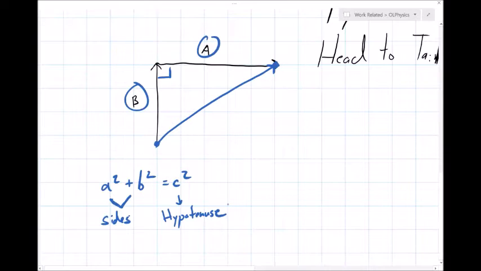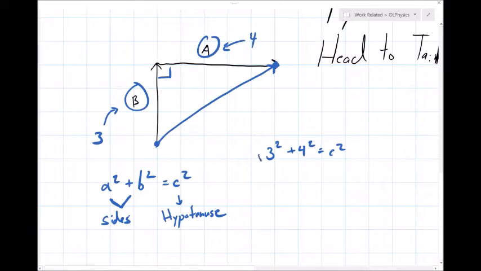Right, so let's pretend, for example, in our problem, we'll make it easy. We'll say that B is 3 and A is 4, and that's approximately true. I'm a little bit off right here, but don't worry about it. So essentially we have a 3, 4, 5 triangle, but we can still write this out. If we plug in A and B for our vectors, we have 3 squared plus 4 squared equals C squared.